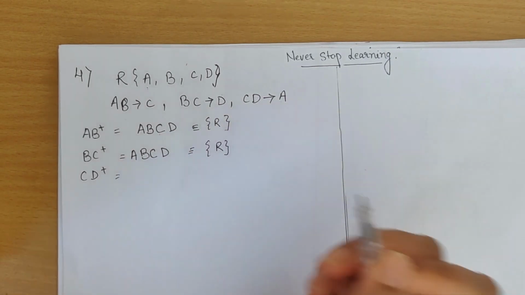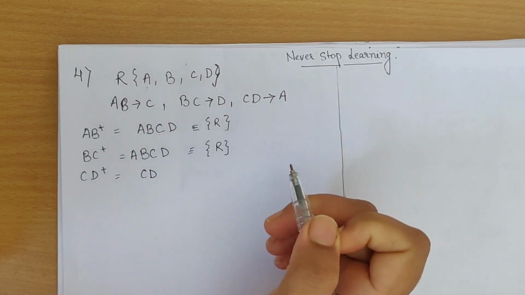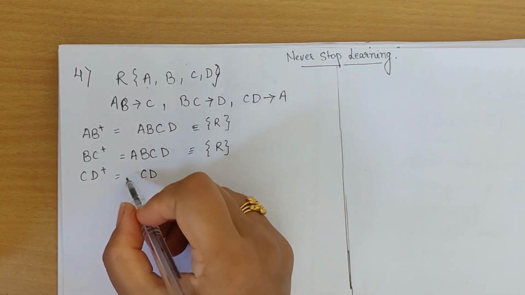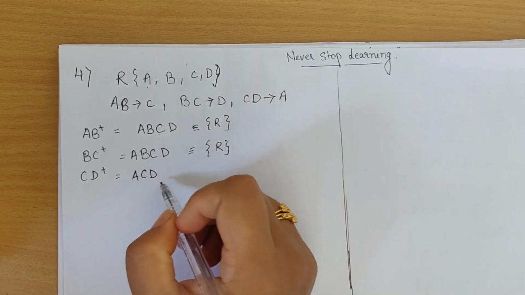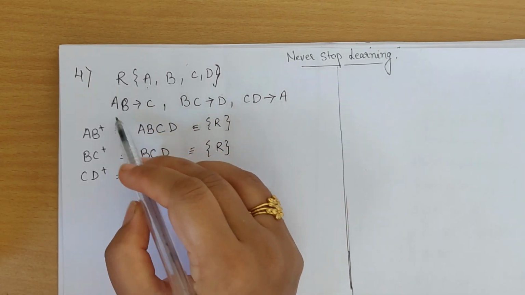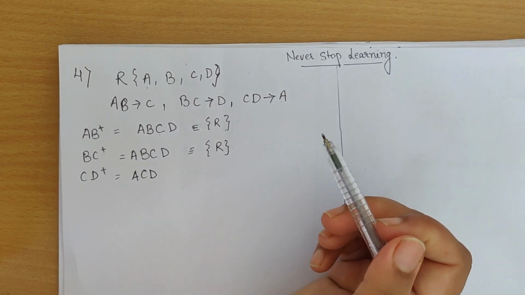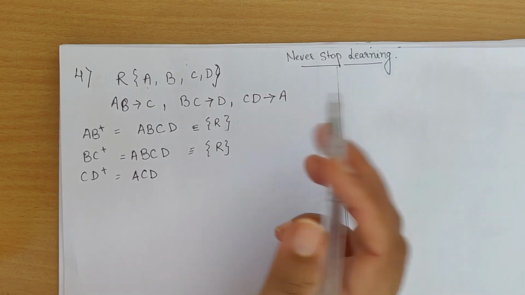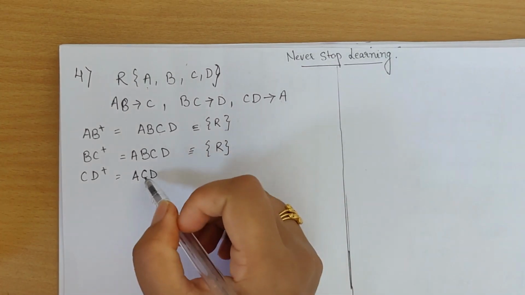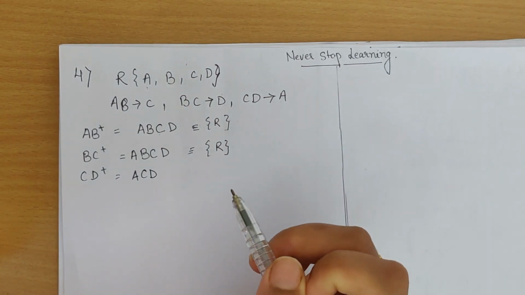Not bad. Next, CD. Here I am writing in the result set CD, and CD has the power to determine A. Now any combination with AC or CD, we are not having any kind of dependency where AC, CD or A alone or C alone or D alone determines anything, right? So the closure of CD is only ACD.